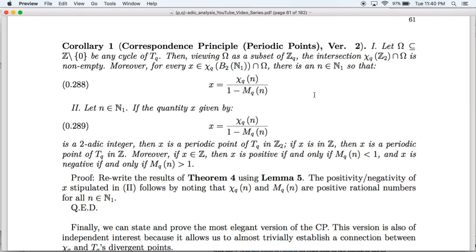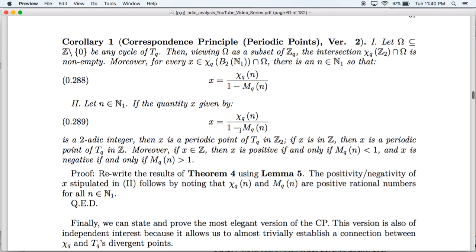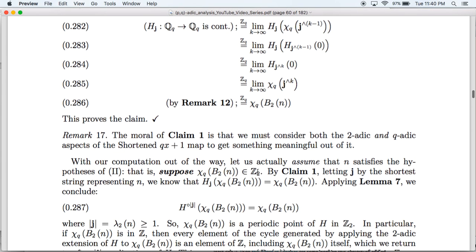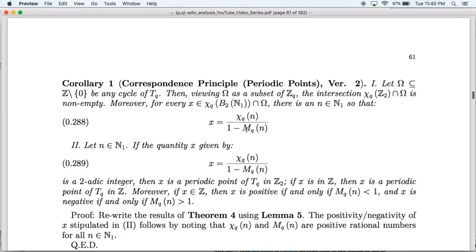Moreover, for every x in B2 of N1 under chi-q intersection with big omega, there is an n such that this holds. In other words, we're refining the previous version of the correspondence principle to not just say that this is going to be an integer, but we give the specific form, and all this follows just by noting that chi-q of b2 of n is equal to this quantity. That's the only difference. It's what we did before, but we just used the functional equation with chi-q of b2.